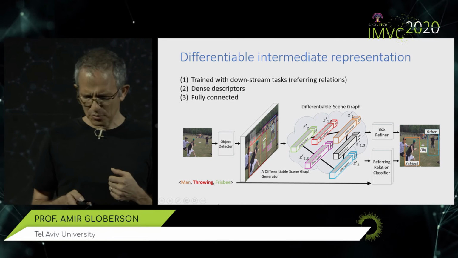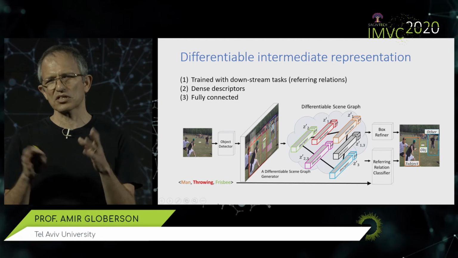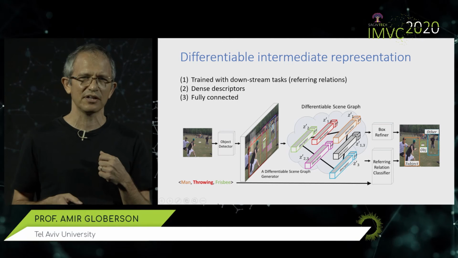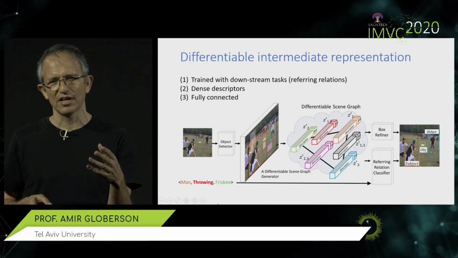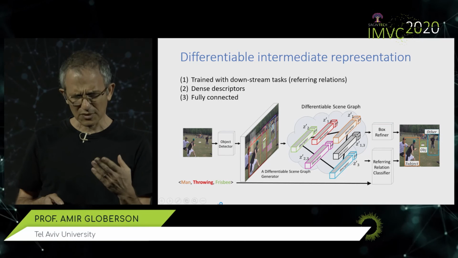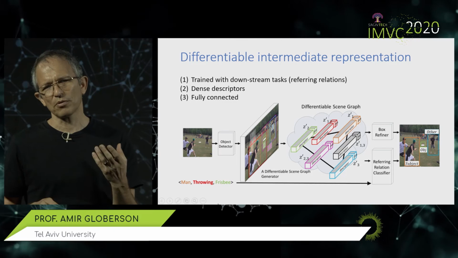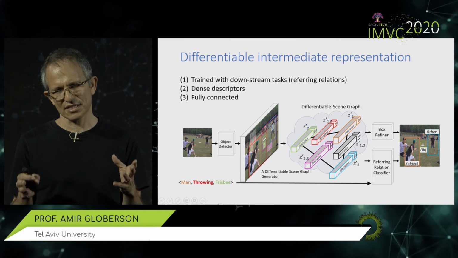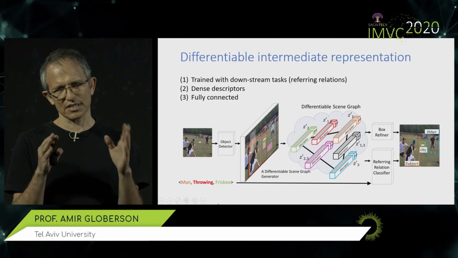Namely, you have a task that's not scene graph prediction. So for example, here we looked at the task of referring relation classification. So you have a sentence, a triplet like man throwing frisbee, and you just want to find the man and the frisbee in the image. So, a much simpler problem than image to scene graph. Okay? And what we proposed for this task was to map the image into an intermediate scene graph where we do not have supervision for that part. And then we map this intermediate scene graph into the output task for which we do have labels.